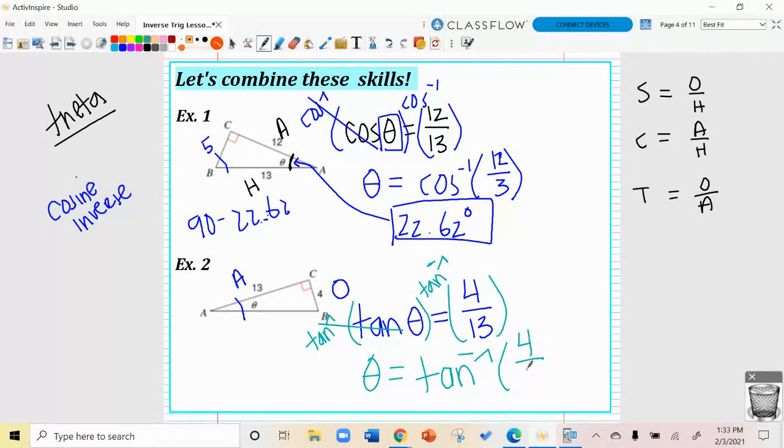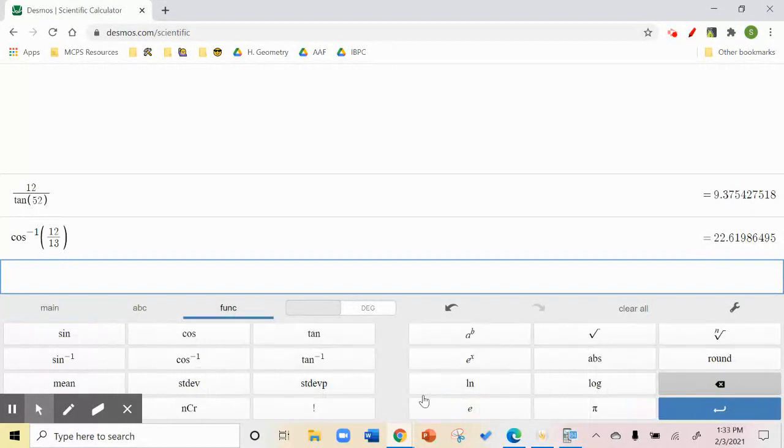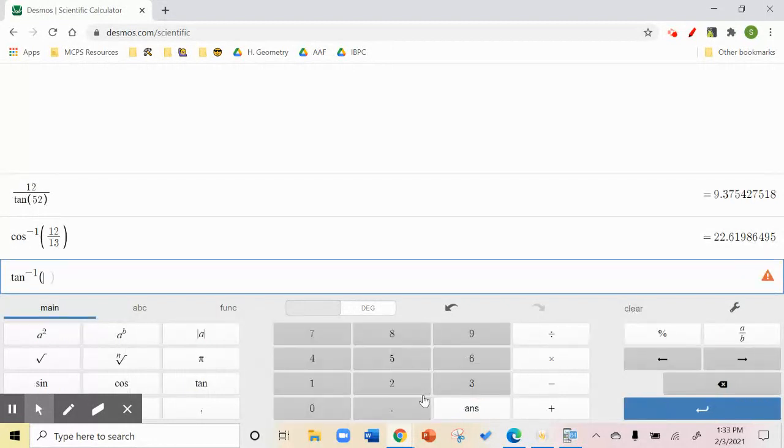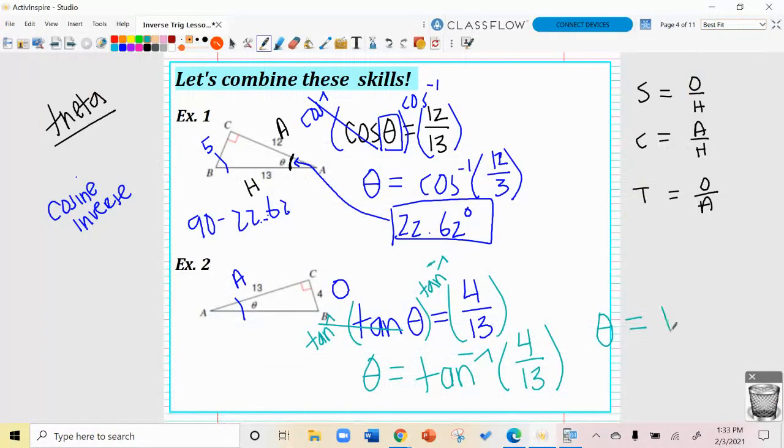I'm going to have theta is the tangent inverse of 4 over 13. So therefore, theta is going to be, let's do it on the Desmos one, tangent inverse of 4 over 13, 17.103. 17.103 degrees. Right? Pretty cool.